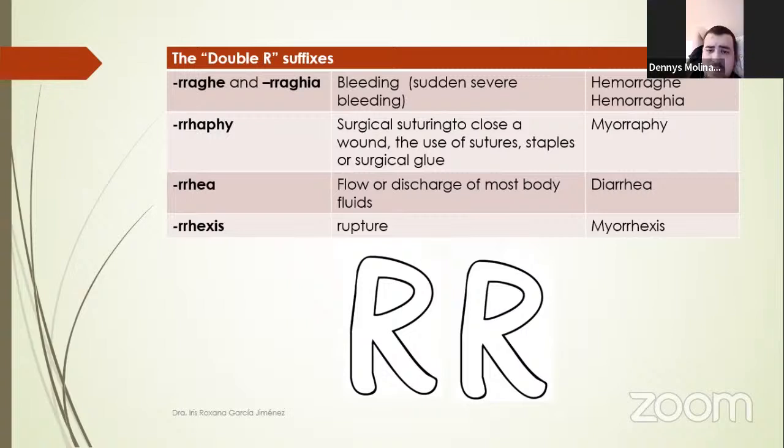Okay, the double R suffixes. Rrhage or rrhagia, bleeding, sudden severe bleeding, hemorrhage or hemorrhagia. Rrhaphy, surgical suturing, closing a wound. The use of sutures, staples or surgical glue. Myorrhaphy. Rrhea, flow, discharge of most body fluids, diarrhea. Rrhexis, rupture, myorrhexis. Thank you so much, Dennis.